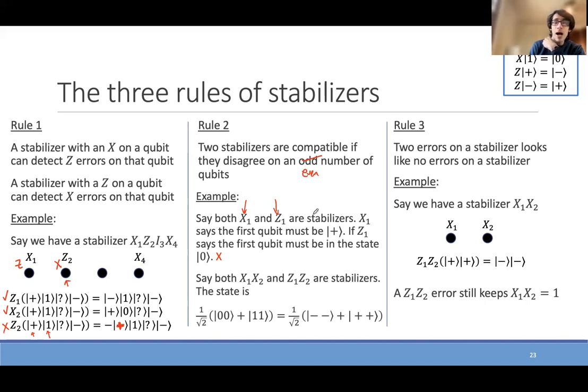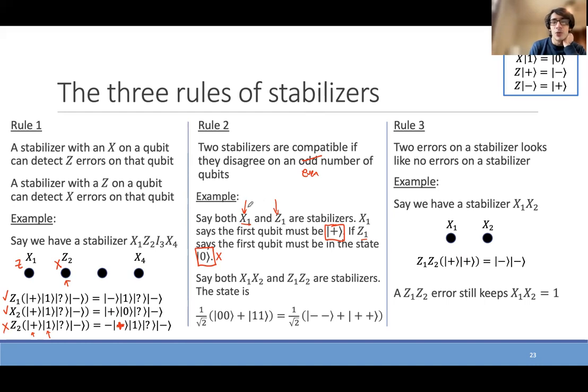That's not possible because if I want X1 to be a stabilizer in the code, that means that the first qubit has to be in this state. That's what it means if X1 is a stabilizer, right? That means that my first qubit has to be in a state with X1 equal to 1. But if I want Z1 to be a stabilizer, that means that my first qubit has to be in the state 0. These 2 states aren't equal, so I have to pick one. I can either pick X1 to be a stabilizer or I can pick Z1 to be a stabilizer, but I can't pick both.